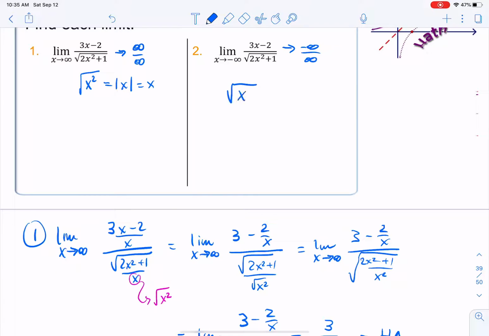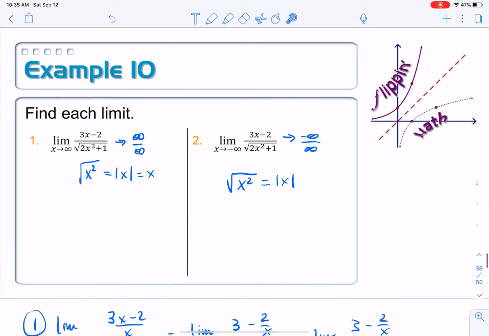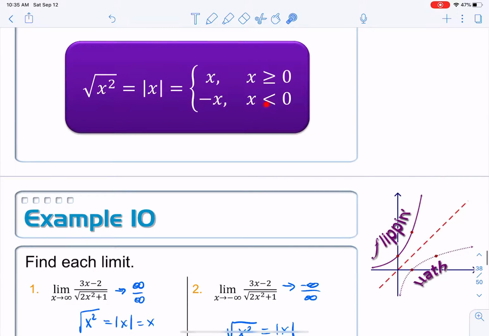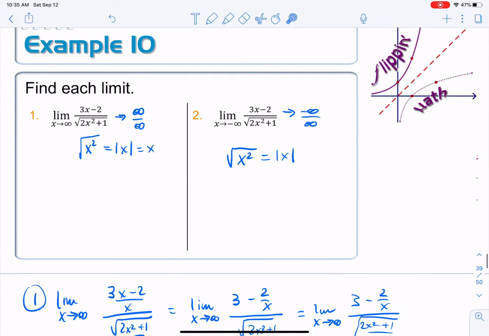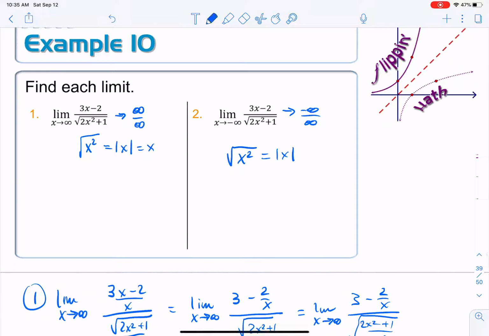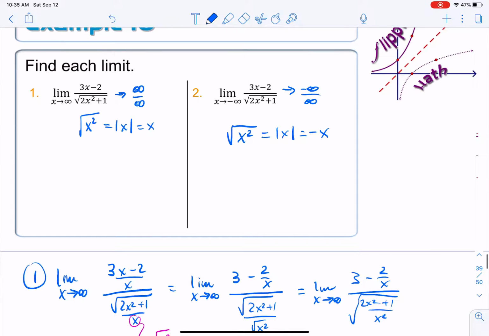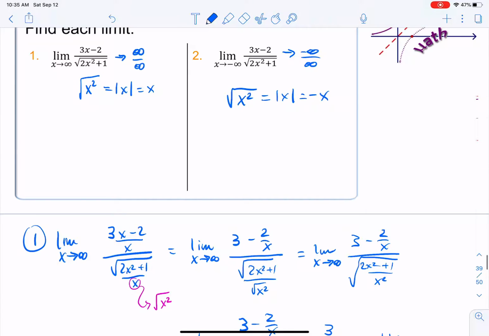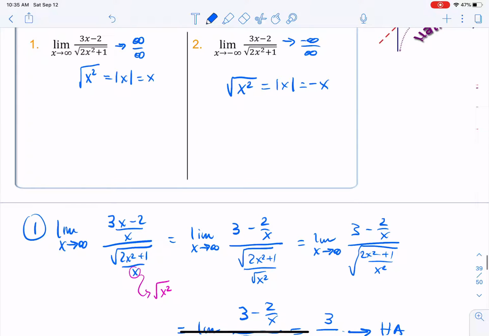This time, the square root of x squared being equal to the absolute value of x, since x is a negative number, let's come back up here. If x is a negative number, that actually is negative x. That'll be equal to a negative x. So keep that in mind whenever we go to evaluate this particular limit.